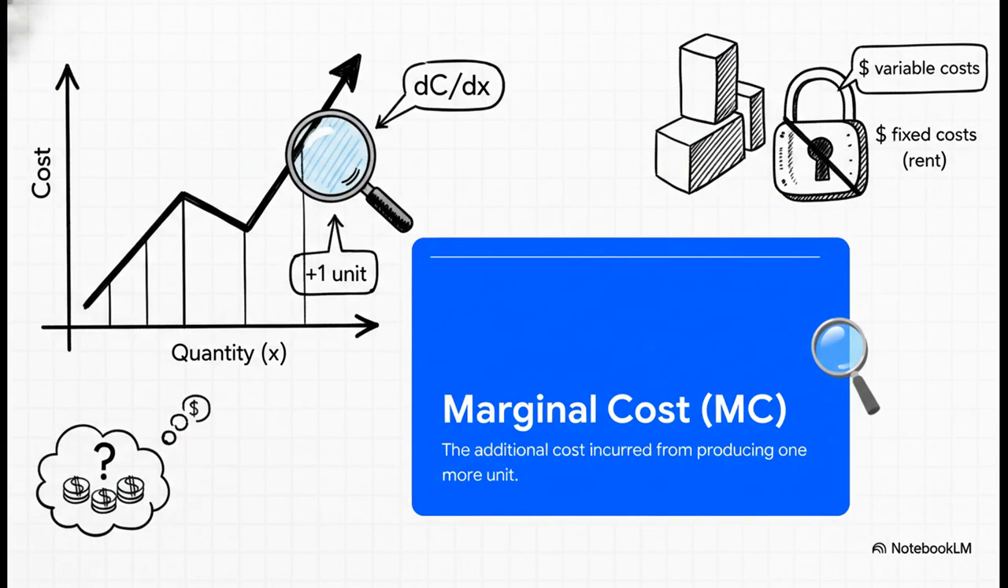And it's the same exact logic for marginal cost. The formula, MC equals dC over dx, is just asking, what is the change in our total cost, dC, from producing one more tiny change in quantity, dx? In other words, what's the cost of producing just one more unit? And this helps us zero in on the variable costs, the cost of the materials, the direct labor, the things that actually change when we decide to produce one more.